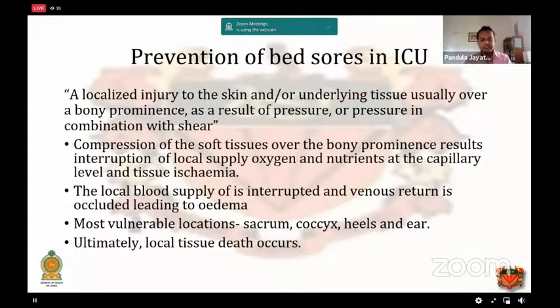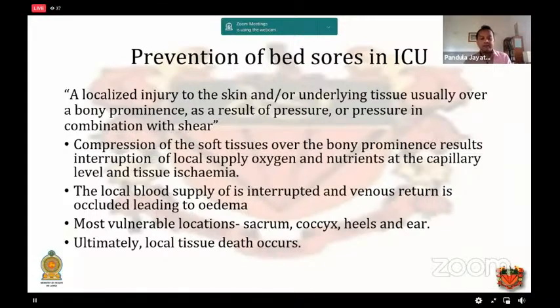So what happens here is there will be compression of the soft tissues over the bony prominence, and there will be interruption of the local blood supply, and of oxygen and nutrients to the capillaries, and the tissues will suffer ischemia. Also, the blood supply interruption causes interruption of the venous return, leading to edema. So ultimately there will be ischemia and tissue death.